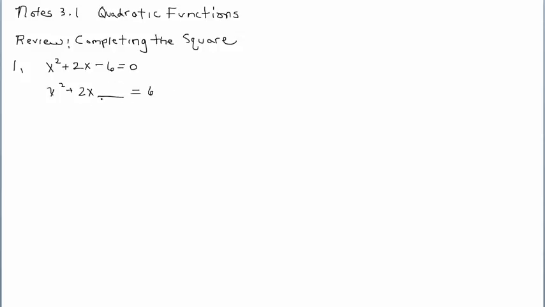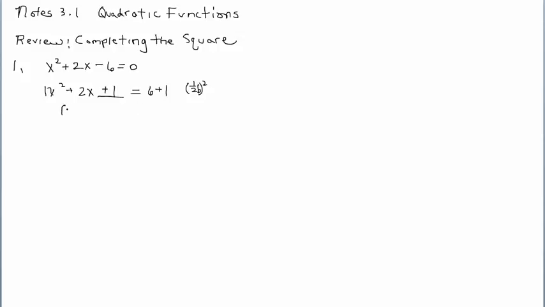Next thing we're going to do is try and fill in this blank here. So we take half of b and square it. And again, a is 1, b is 2, and c in general form is negative 6. But to fill in the blank, we've got to take half of b and square it. So half of 2 is 1. Square it, you get 1. If I'm going to add a 1 to the left side of the equation, I've got to come over here and add a 1 to the right side of the equation.